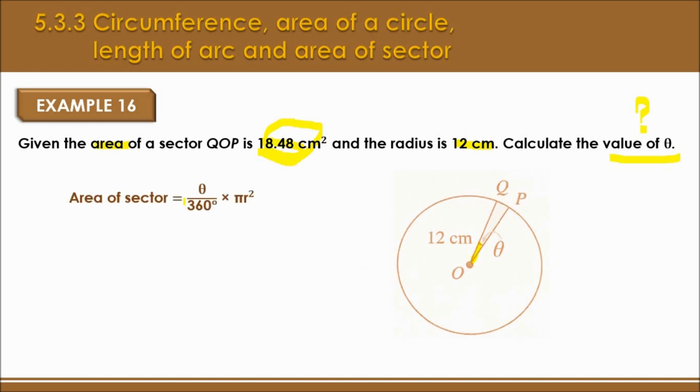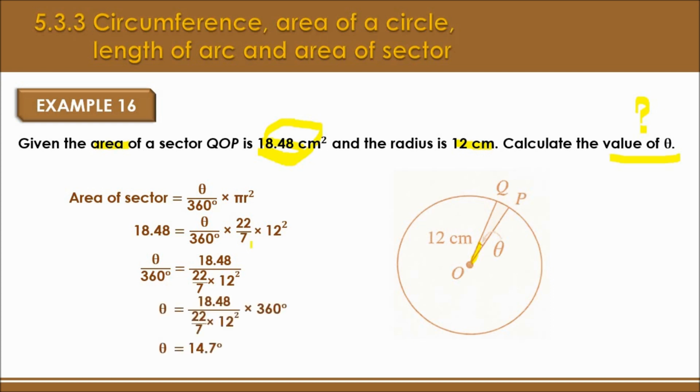So use the formula theta over 360 times pi r squared, because this one involves area. Then you substitute the values: area 18.48, and you do not know the value of theta, times 22 over 7 times 12 squared. This question does not give you the value of pi, so use 22 over 7. Then you solve this equation, and you will get theta equals 14.7.